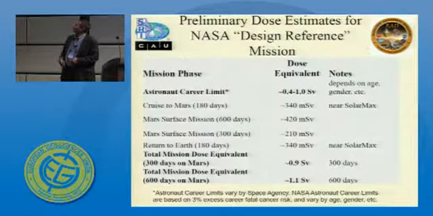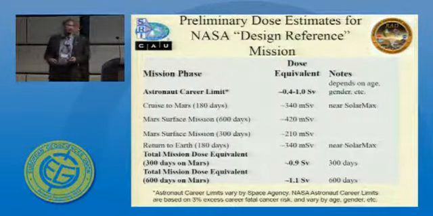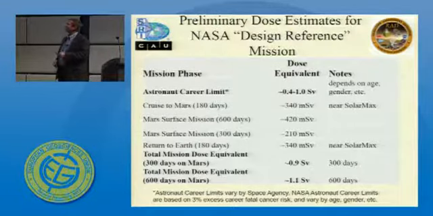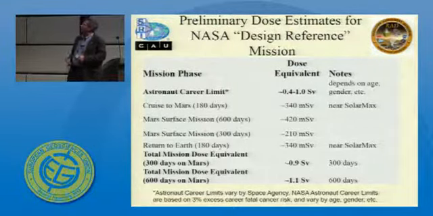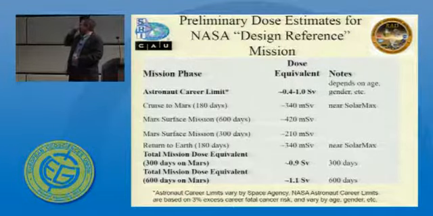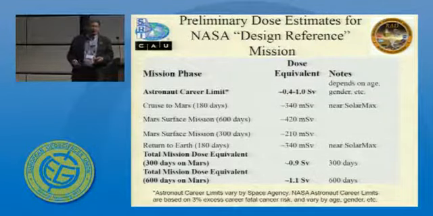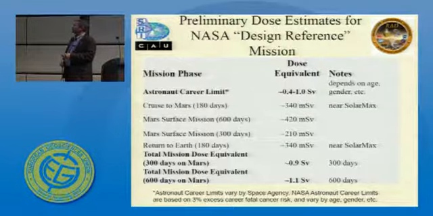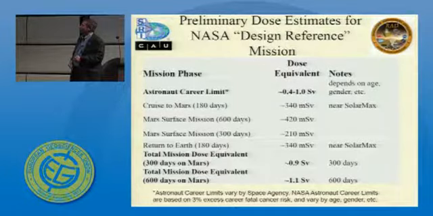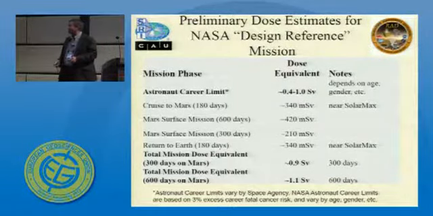So if we look at, say, a design reference mission, which is one of the things that folks are talking about, even in the private sector now, if you look at these astronaut career limits, so say, half a sievert to a sievert on that order, you look at the total dose equivalent that one would receive on the way to Mars on the order of, say, 350 millisieverts for a 6-month mission. And then you have to decide how long you're going to stay on Mars. Obviously, the longer you stay, the larger dose you get, but it's a smaller factor than during cruise. So a total mission dose equivalent for a 300-day mission might be on the order of 0.9 sieverts and about 1.1 sieverts for a 600-day mission.